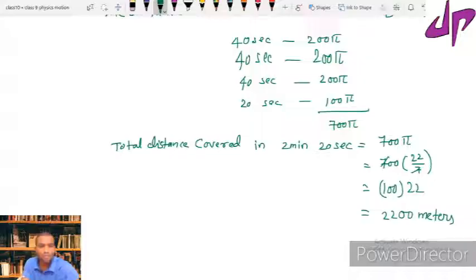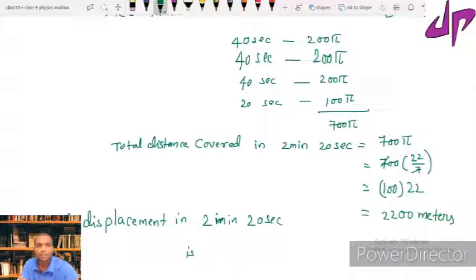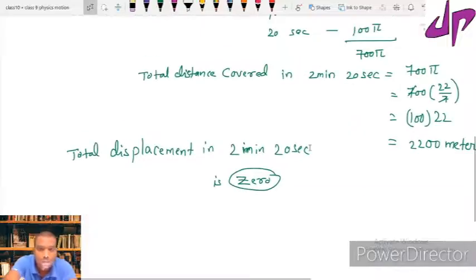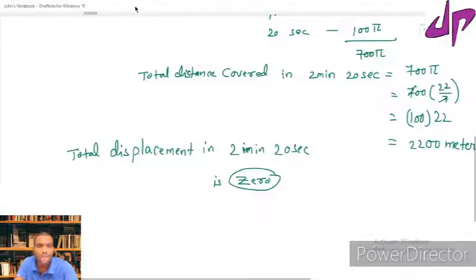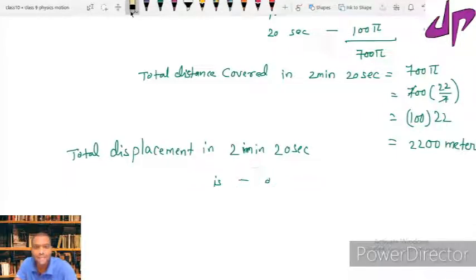Now another question, what is the total displacement in 2 minutes 20 seconds? The total displacement in 2 minutes 20 seconds is 0. Why? Because... the total displacement in 2 minutes 20 seconds is, it's not 0, because it covered extra 20 seconds that I forgot.